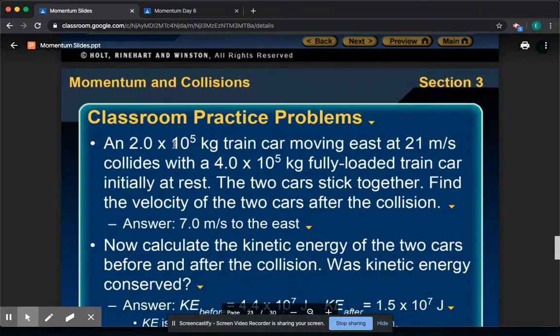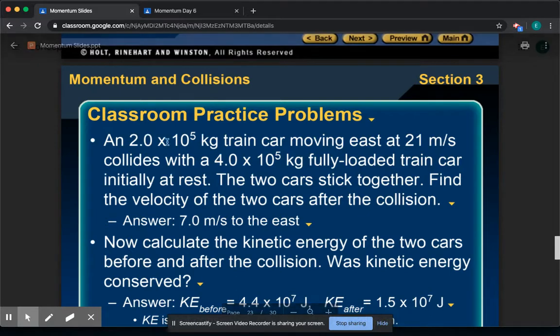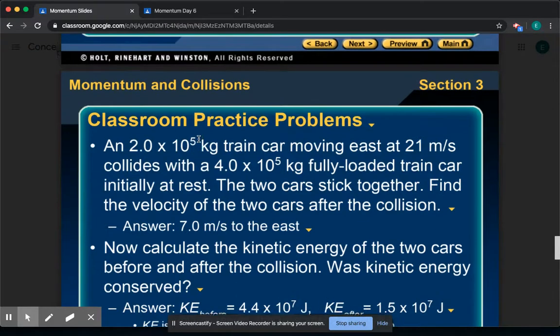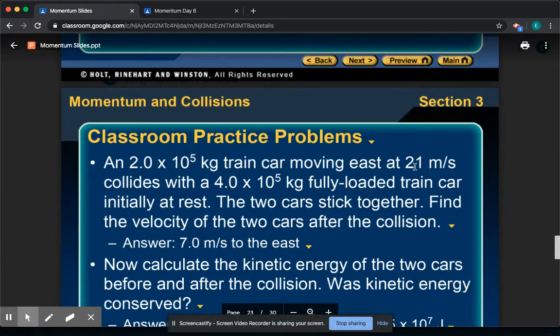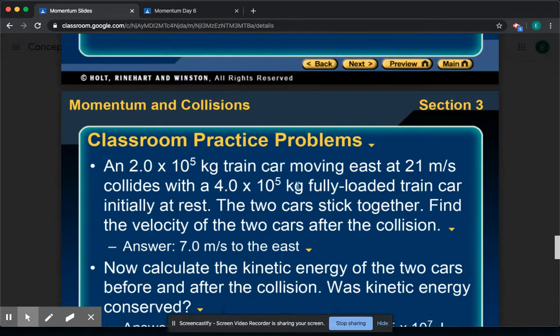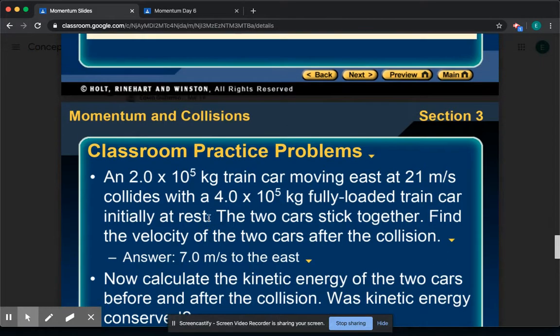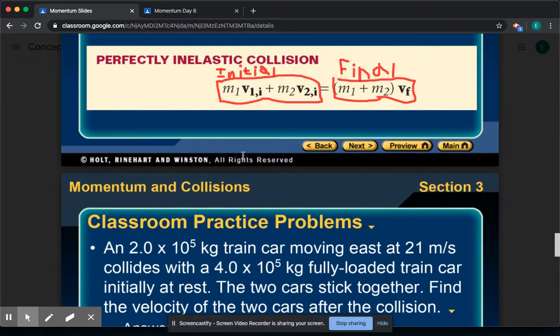So here they give you an example problem. They say a 2.0 times 10 to the 5 kilogram train is moving east at 21 meters per second with a 4 times 10 to the 5th kilogram loaded train initially at rest. Okay, so in this case, your M1 would be this number, your V1 would be 21 meters per second, and moving east. So remember, east is to the right.